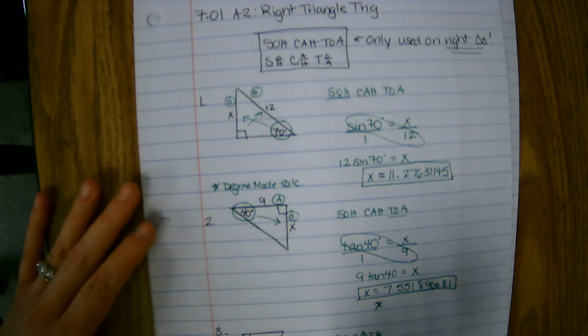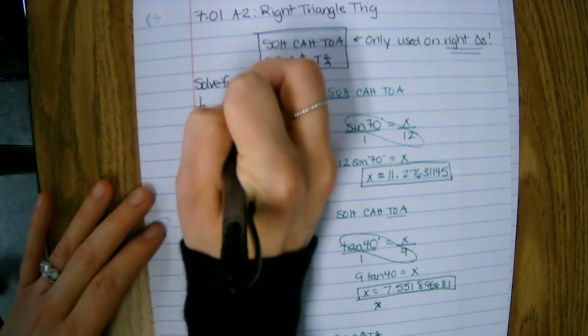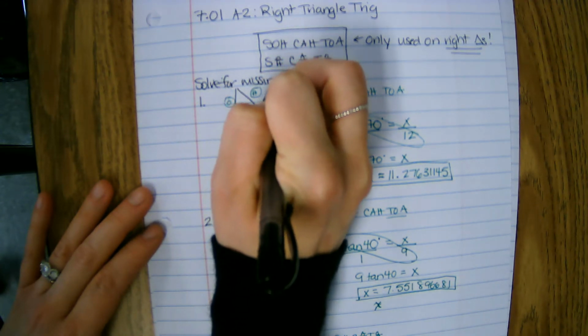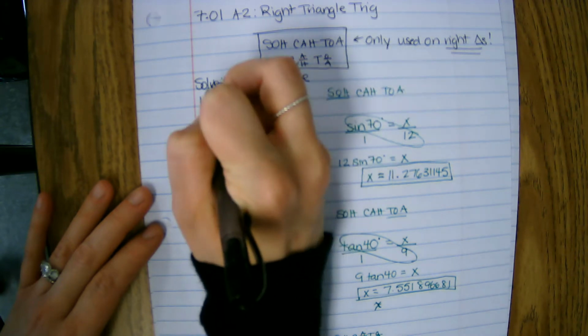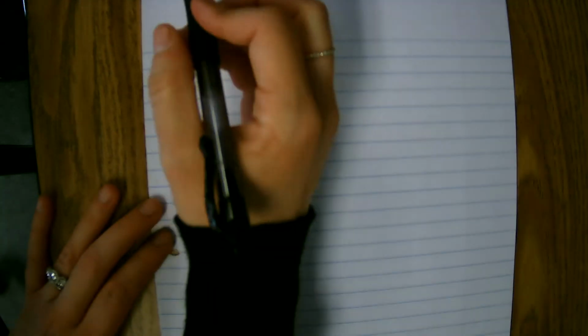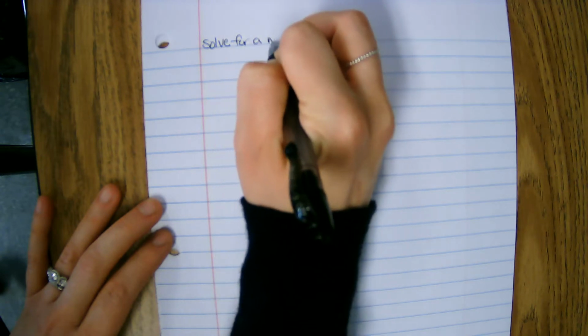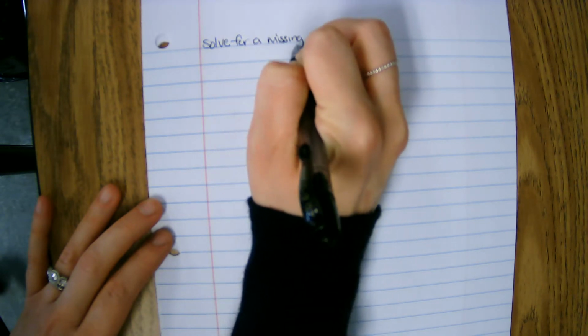All right, now let's talk about, so this actually, I'm going to go back to here one more time. These ones were solving for a missing side, just to label that on your notes to make it a little easier to find in the future if you need it. And then we're going to do solving for a missing angle this time.